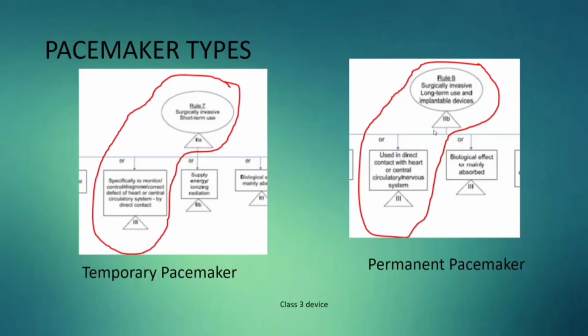And there are two types of pacemaker. One of them is the temporary pacemaker, and this is for short-term use, and it is a class 3 device. The other one is the permanent pacemaker, which is for long-term use, and this is also a class 3 device.